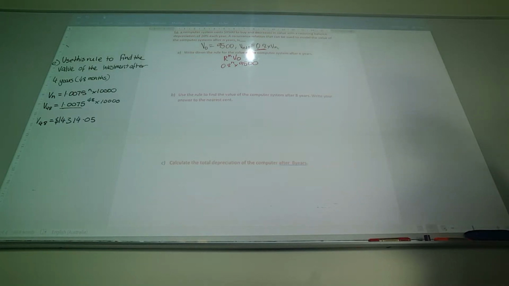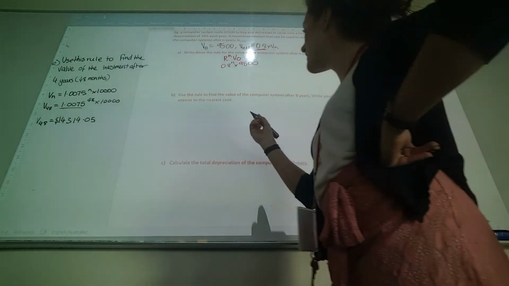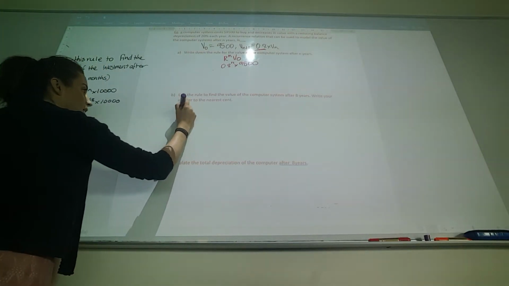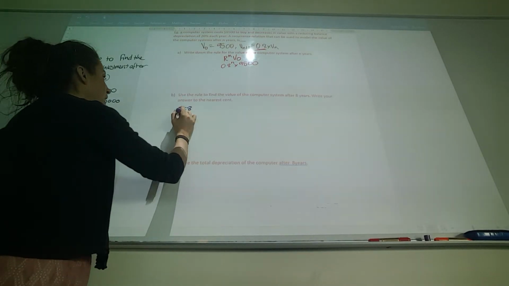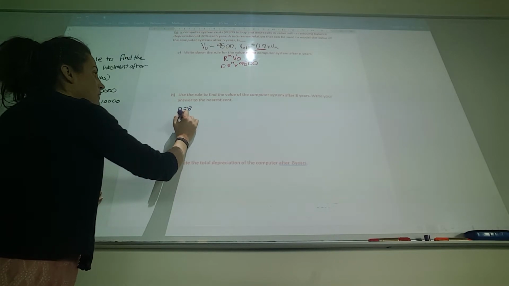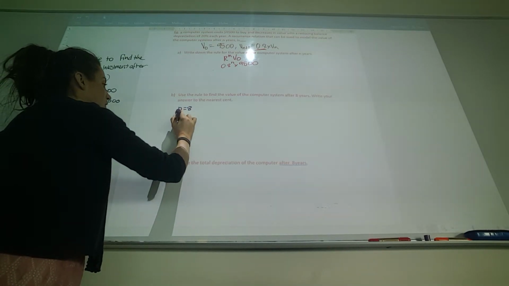Alright, use the rule to find the value of the computer system after 8 years. Write your answer to the nearest cent, or 2 decimal places. So this means that our n is going to be 8, and we're going to sub in n. So much fun.